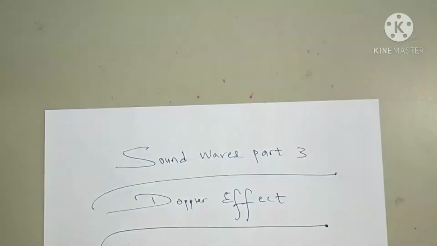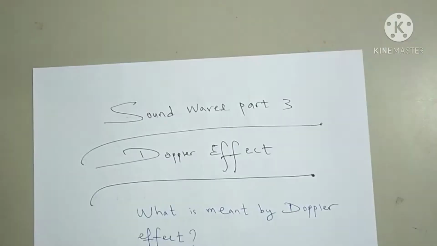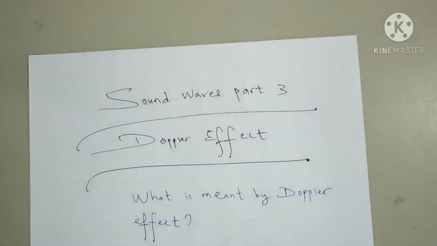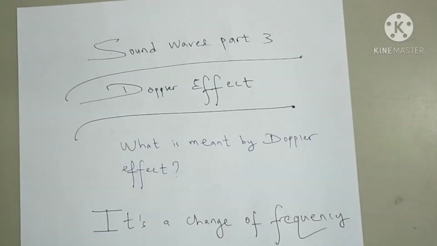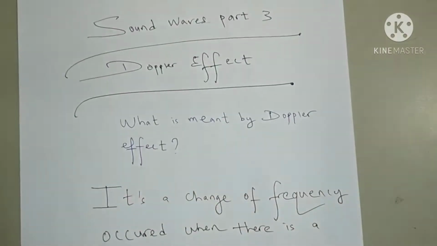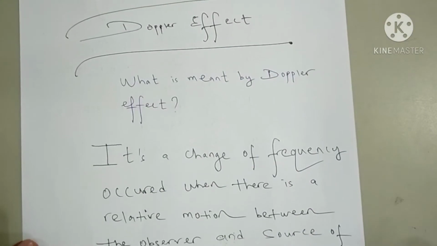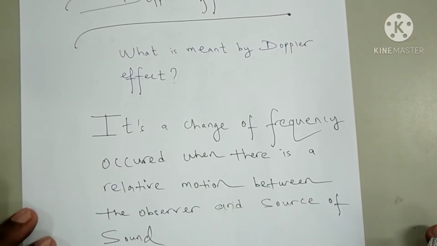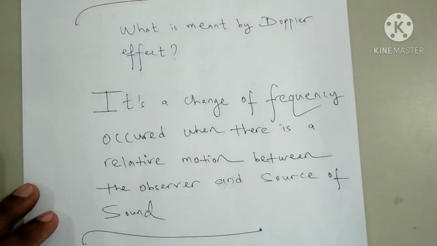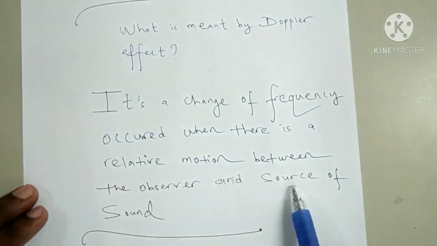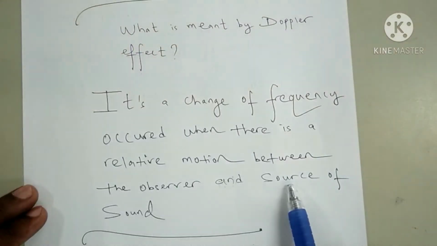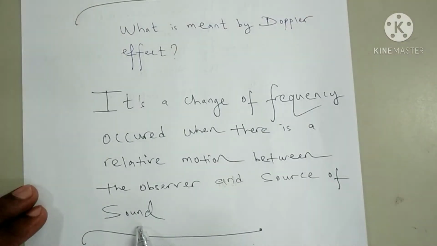Hi all, let us see sound waves part 3, and it's about the Doppler effect. What is meant by the Doppler effect? It is a change of frequency that occurs when there is relative motion between the observer and the source of sound. Again, the source here is not chili sauce or tomato sauce, it is about the source of sound.